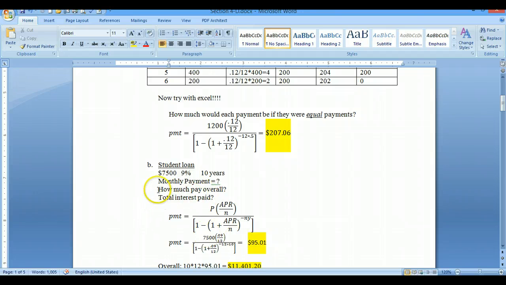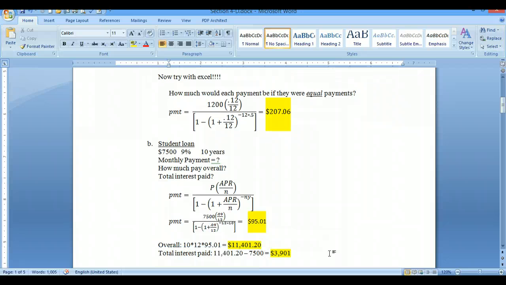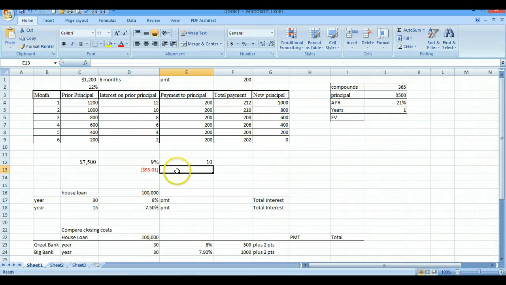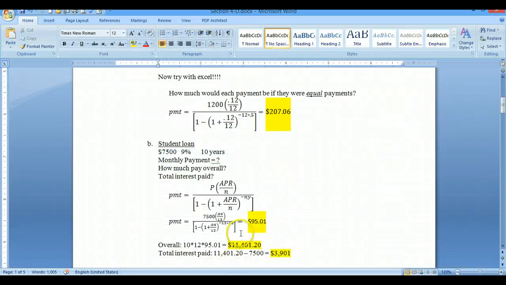So how much are we going to pay over the entire life of the loan? If I'm paying $95.01 every single month for 10 years, I need to take this $95 times it by 12 months a year times 10 years. There we go. So I can even do that in here. Equals this times 12 times 10 years. 12 months a year times 10 years gives me 11,400.